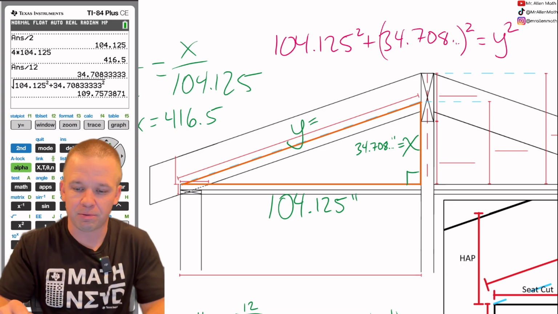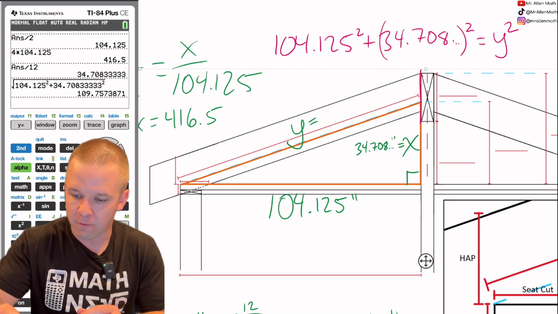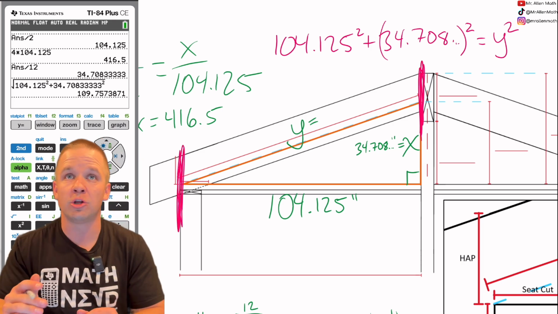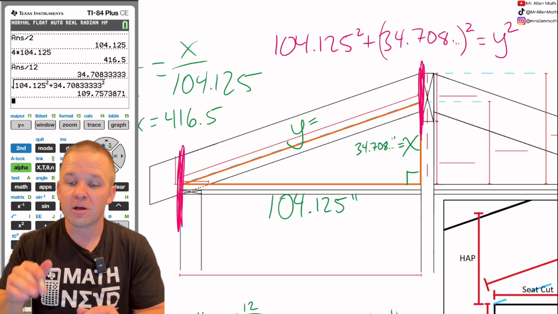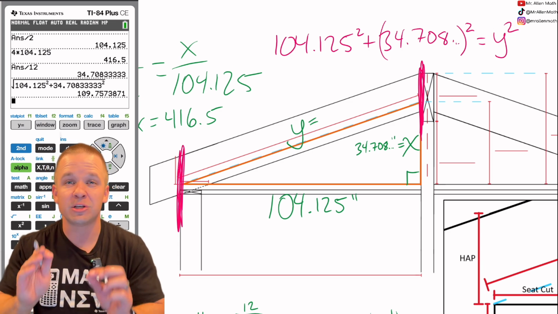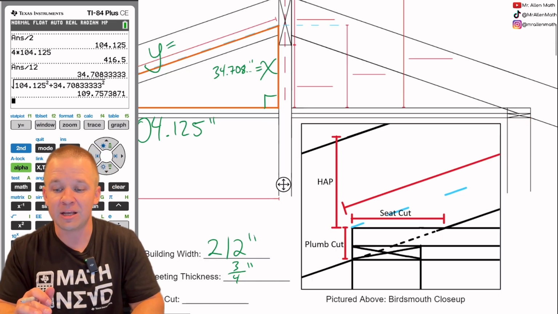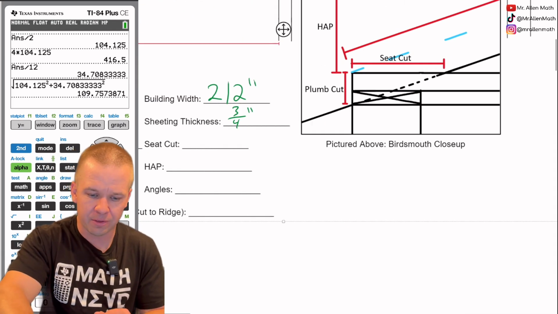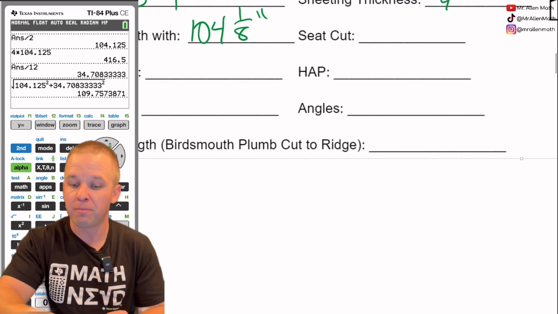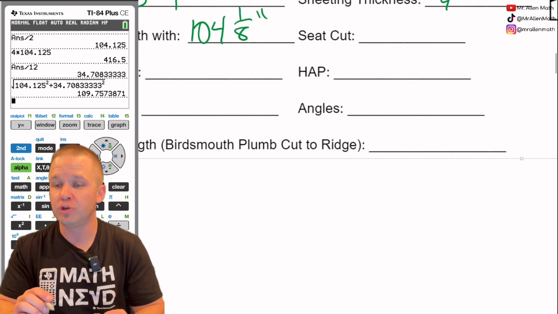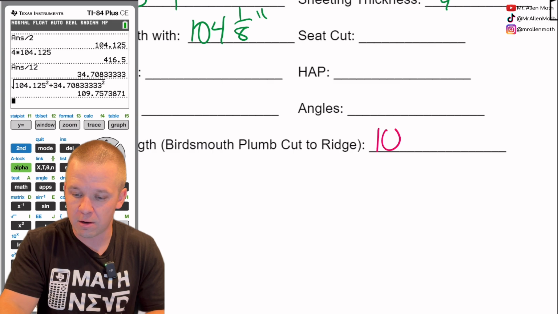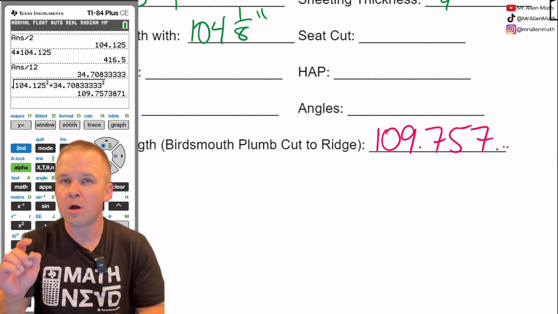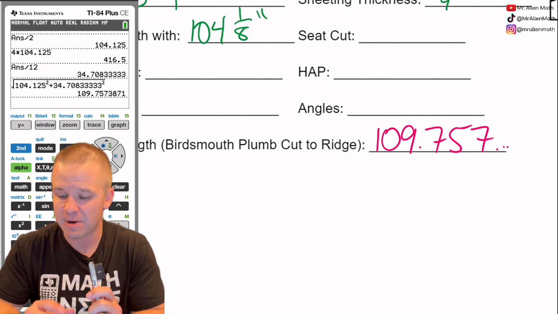And when I say plumb cut to plumb cut, I'm talking about from right here where it's going to hit my ridge to right here where it's going to be at the edge of the wall over the sheeting, okay? So that answer that I just found right there is super duper important, and it is one of our answers on our answer lines. We've got rafter length, bird's mouth plumb cut to ridge. That's what we were just talking about. We said that was 109.757 and change. Well, am I going to find that on my tape measure?